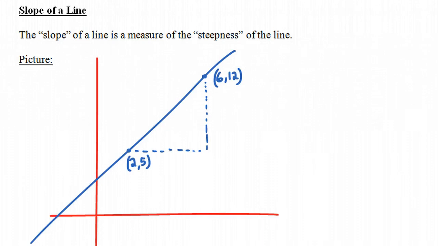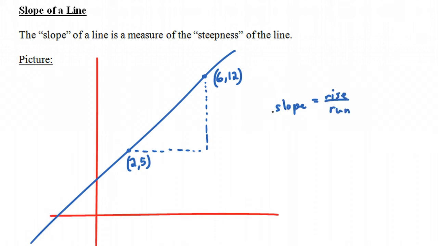In this video, we're going to talk about the slope of a line. The slope of a line is a measure of the steepness of that line. In this picture, I've drawn a line that goes through the points (2, 5) and (6, 12). The question is, what is the slope of this line? Well, the slope of a line is defined to be the rise over the run.